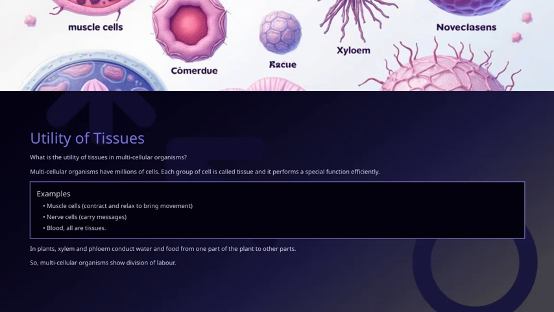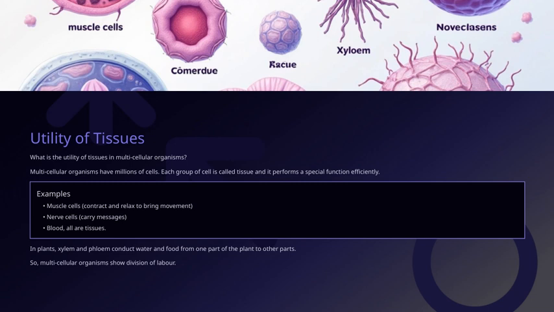Now, let's talk about the utility of tissues in multicellular organisms. Essentially, these organisms have millions of cells, and each group of similar cells is called a tissue. These tissues are specialized, meaning they perform specific functions very efficiently. For example, muscle cells contract and relax to bring about movement. Nerve cells, on the other hand, carry messages throughout the body. And in the case of blood, which is also considered a tissue, it plays a crucial role in transporting substances.